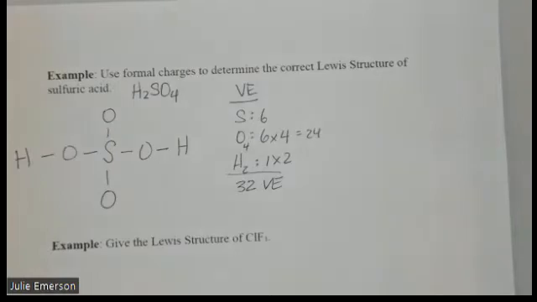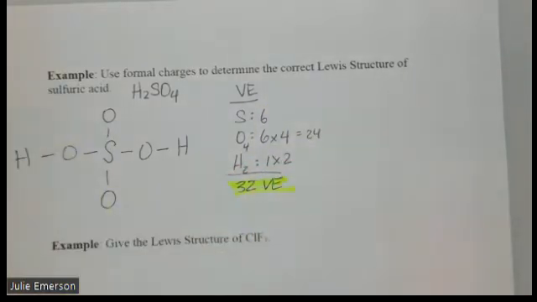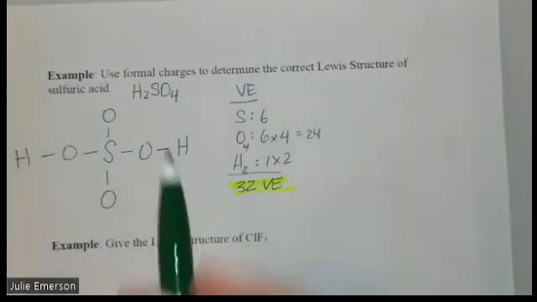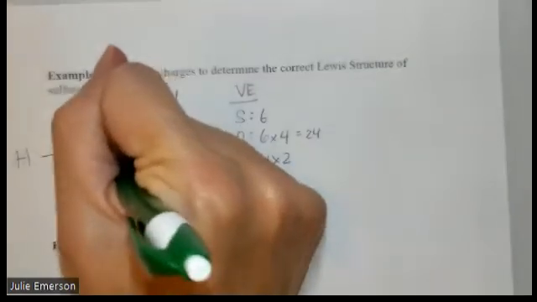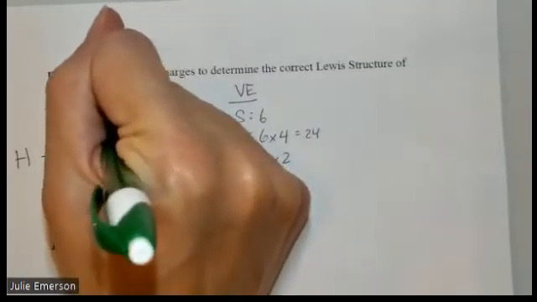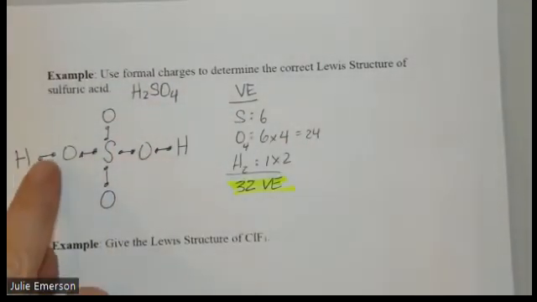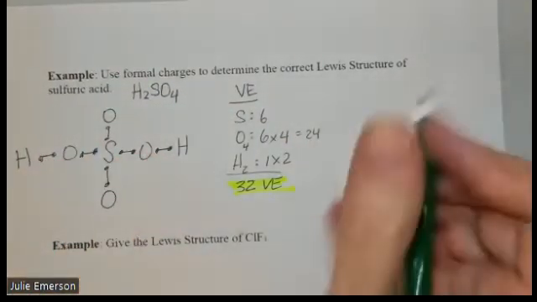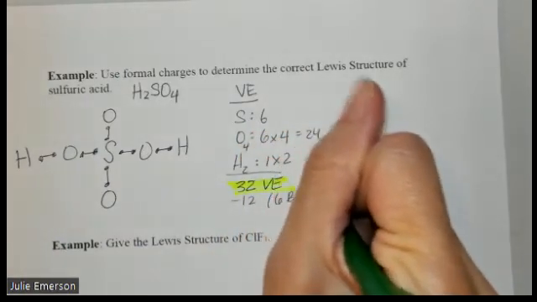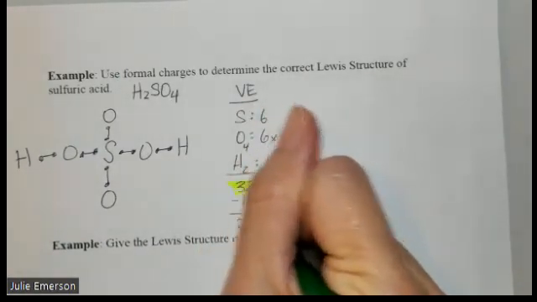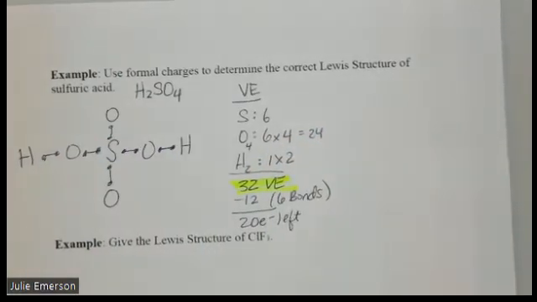And now I need to figure out how many I have used and where they should all go. All right, so first, how many have I used? Each one of these bonds represents 2 electrons. So 2, 4, 6, 8, 10, and 12. So 1, 2, 3, 4, 5, 6 bonds. I've used 12 electrons. All right, so I've got 20 electrons left over. And then I'm going to see who needs what.